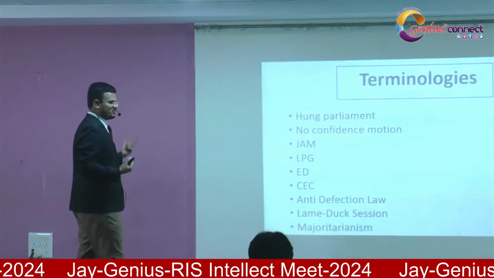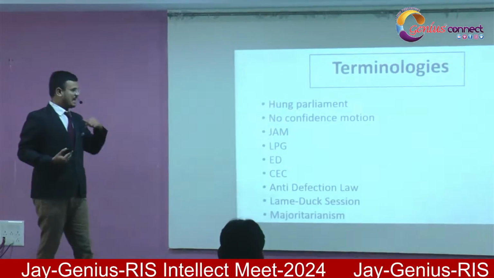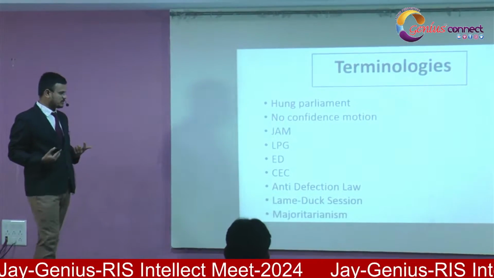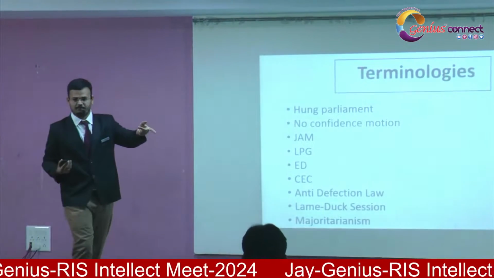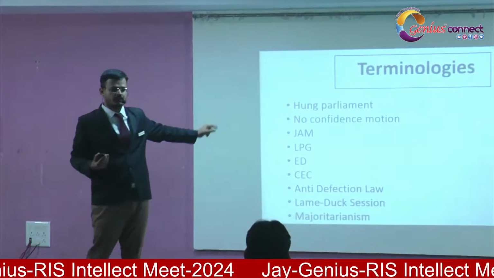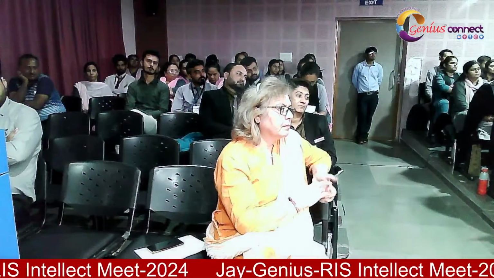What is JAM, Jan Dhan Aadhaar Mobile? LPG, liberalization, privatization, globalization. Enforcement Directorate, Chief Election Commissioner, anti-defection law. When a person continuously changes their party, the anti-defection law is imposed on him or her, so that person cannot be an MP again. What is lambdaxation?